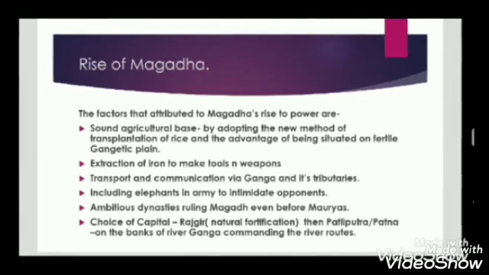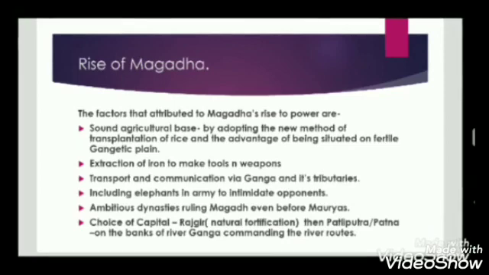Then Ganga and its tributaries provided for a cheap means of transport and communication. The riverine routes were navigated in a way that they could be utilized for transporting raw materials or people from one place to another.